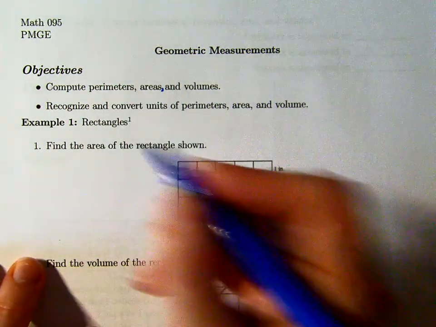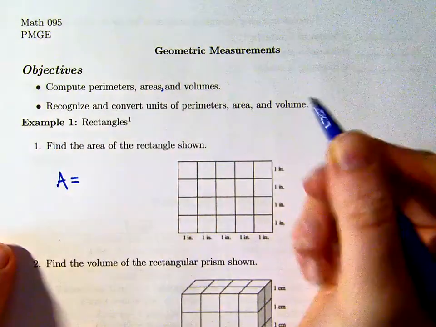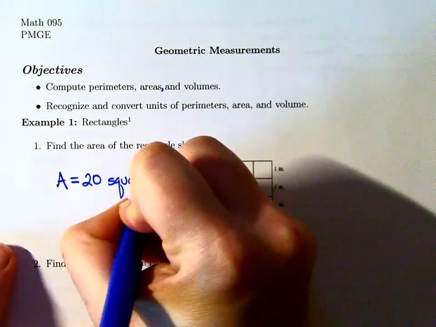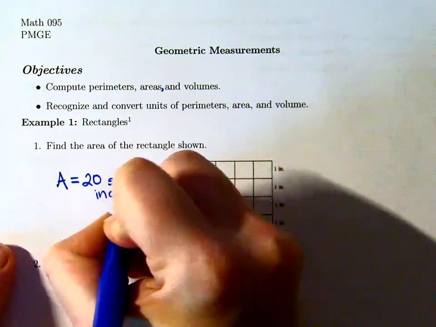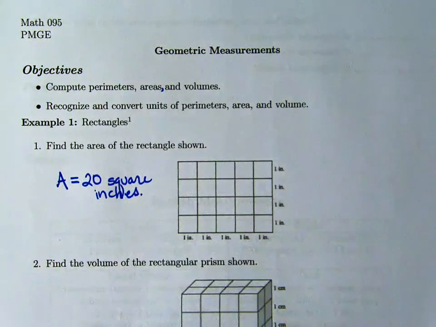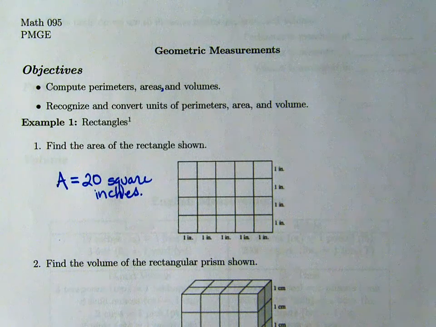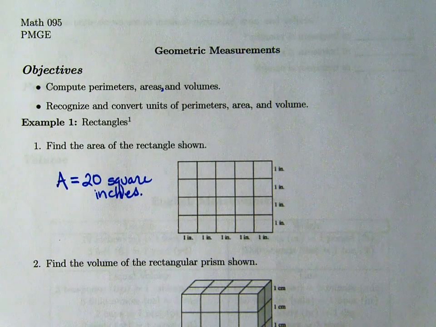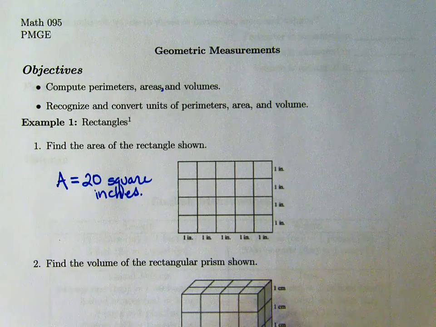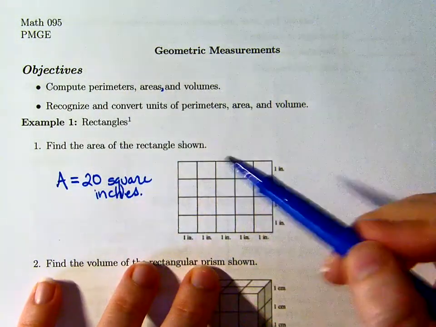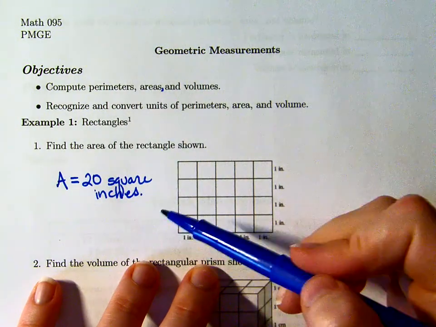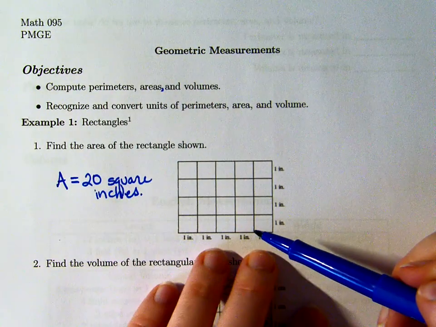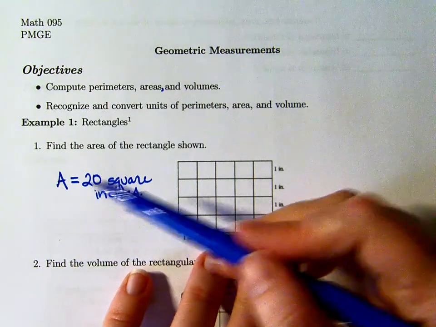So the area here is 20 square inches. That's how much area it covers. And a ton of my students immediately go straight to the formula. So I always go to the intuition first. How many? Well, there are 20 square areas that this covers, or this area covers 20 square inches.